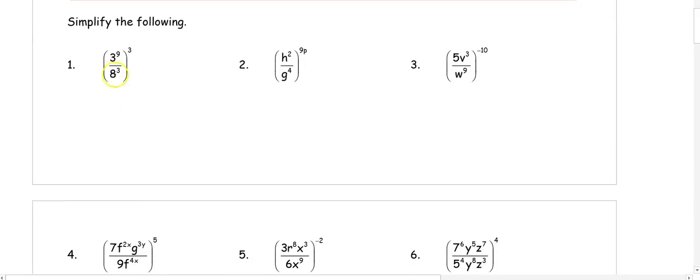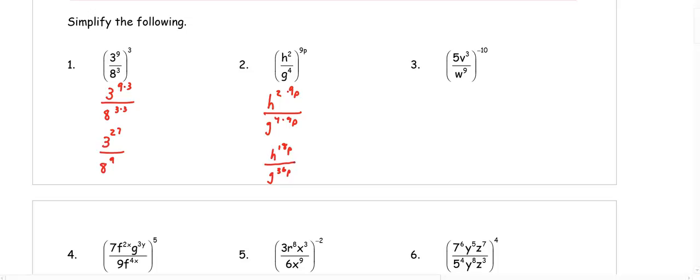So number 1, I'm going to multiply 3 to the 9 times 3 over 8 to the 3 times 3, which gives me 3 to the 27 over 8 to the 9th. I'm not going to worry about using exponents with those numbers because I know it's going to turn out to be larger than 4 digits. Number 2, we have h to the 2 over g to the 4th all to the 9p power. So I have h to the 2 times 9p, g to the 4 times 9p, and that multiplies out to h to the 18p, g to the 36p.